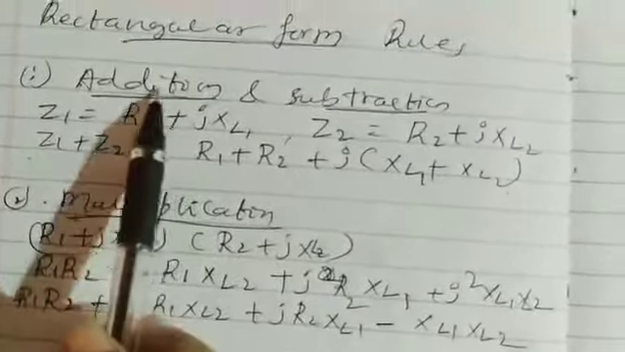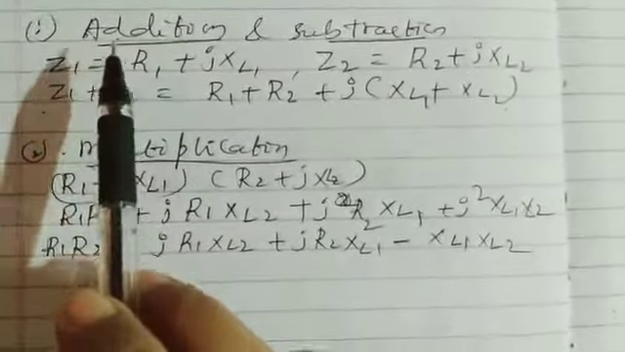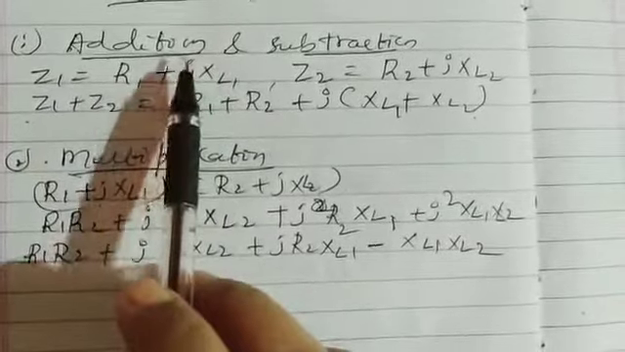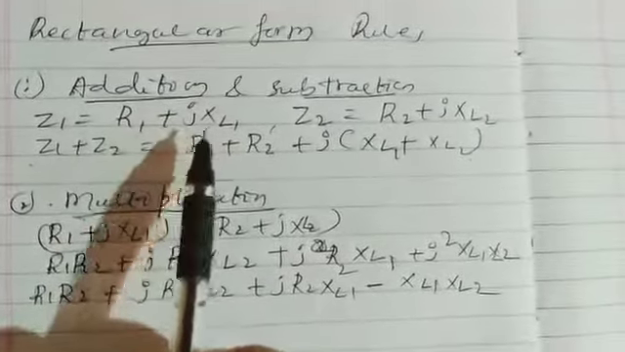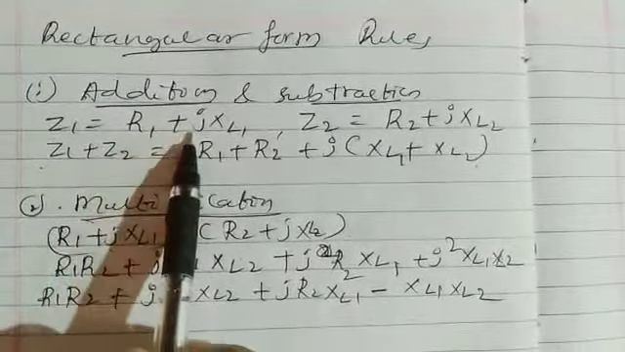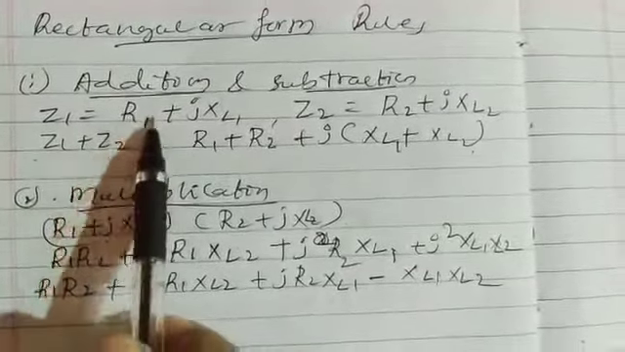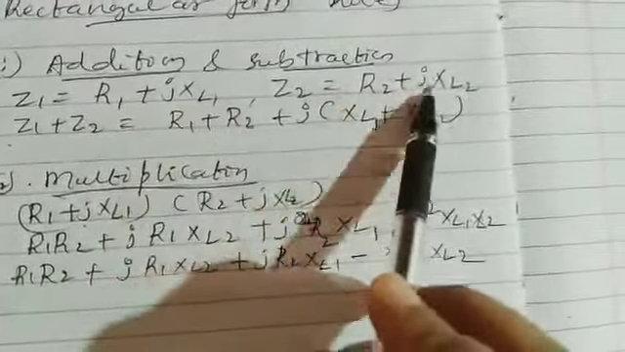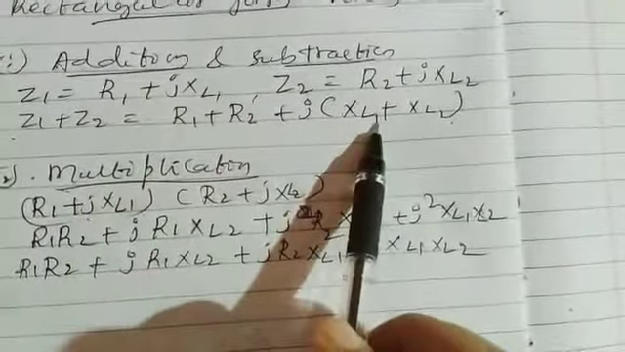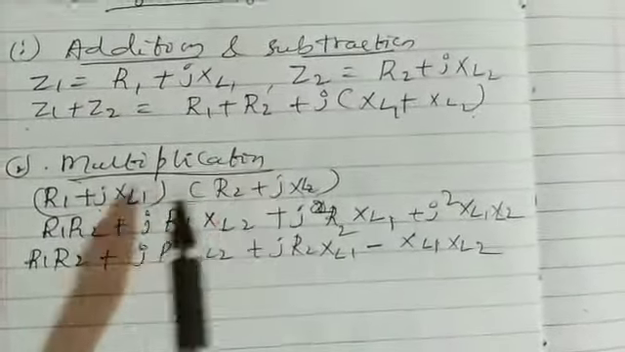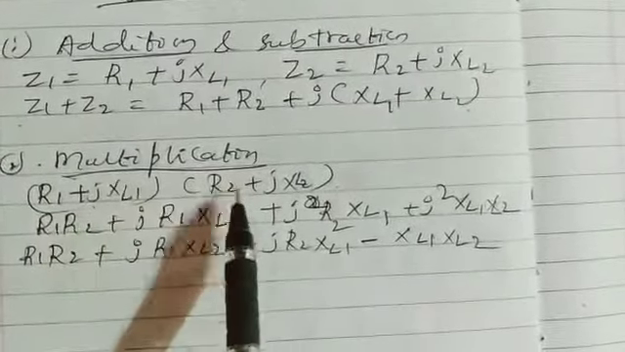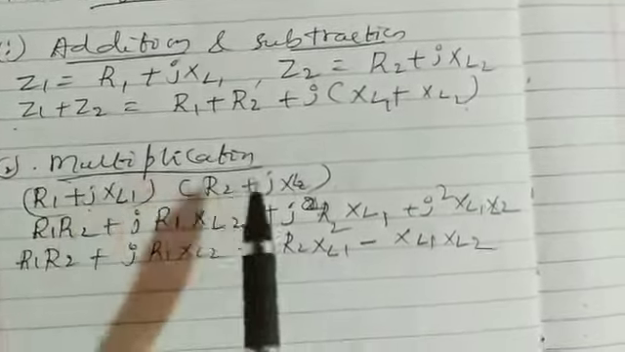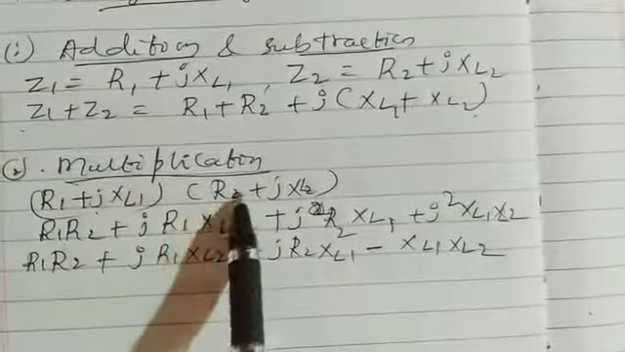Usually whenever you are solving an addition or subtraction type of problem, you try to have the impedances in rectangular form, because you can directly add or subtract them, z1 plus z2. The real parts you add or subtract, and similarly the complex parts you add or subtract, right? Multiplication is also possible, but it is a bit complex in rectangular form, because you have to cross multiply each and every term.